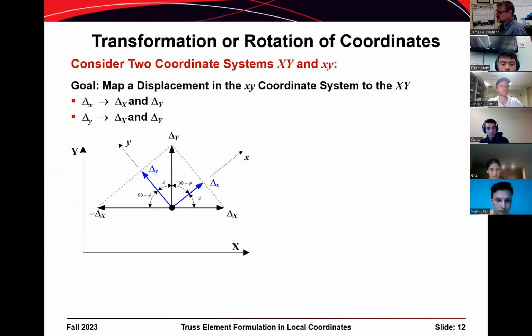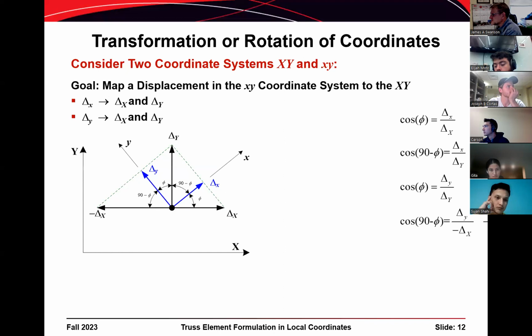So basically, this is a geometry problem. We want to take the displacements in one of the coordinate systems and map them to the other. So I have a node. That's what this guy is. It's just a joint or a node. And it could displace in the local coordinate system for delta lowercase x, delta lowercase y, or it could displace in the global coordinate system delta uppercase x, delta uppercase y. And so given the angle of the member or the angle between the two coordinate systems, in this case phi, we can use geometry in order to develop a way of converting from one coordinate system to the other.